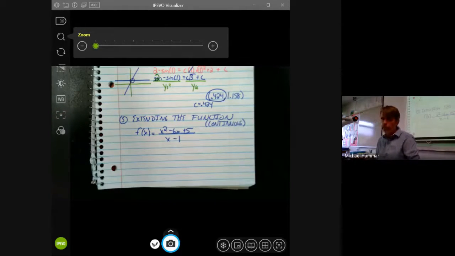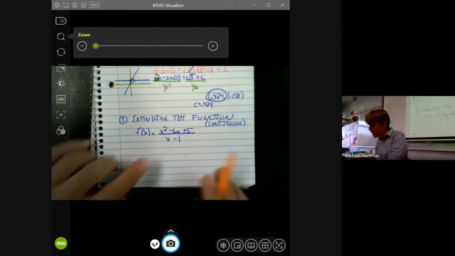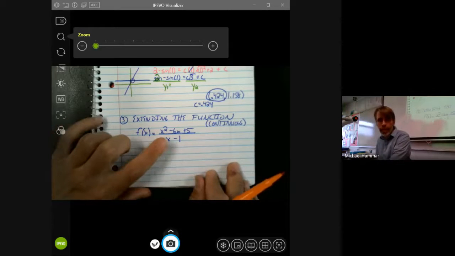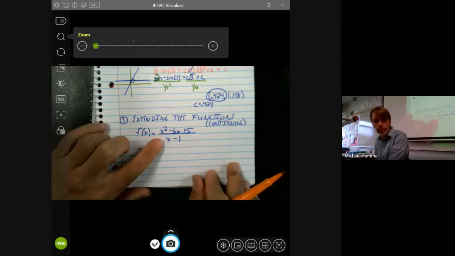So what do we have to do? Well, first of all, we have to find out where it is discontinuous. So think back to what I've been saying. Anytime it's discontinuous, it's places where you have a jump or a gap, or you have a vertical asymptote. Well, let's check to see what we have with this function right here.